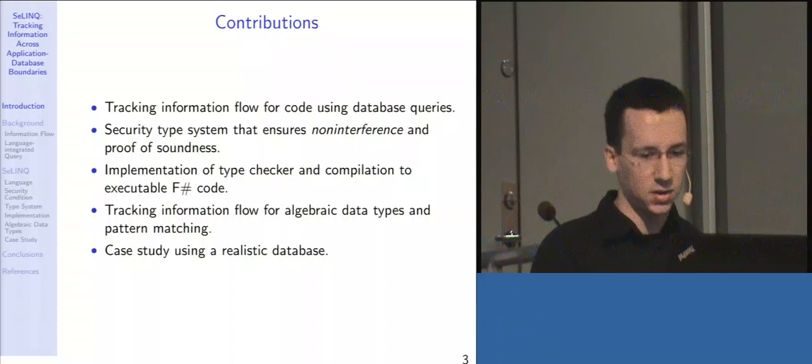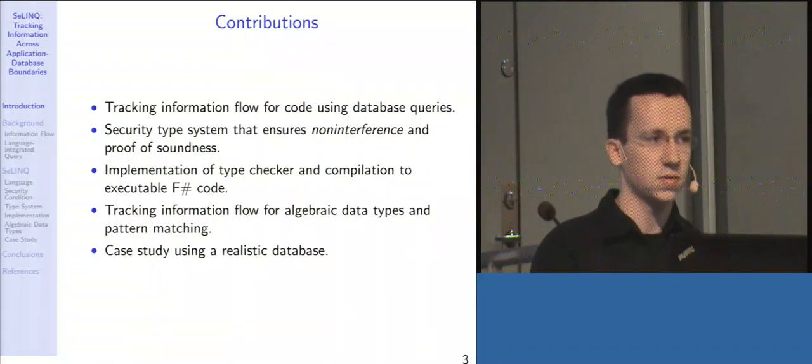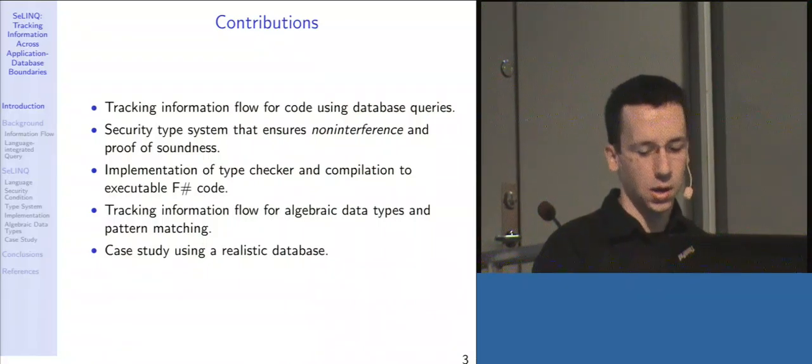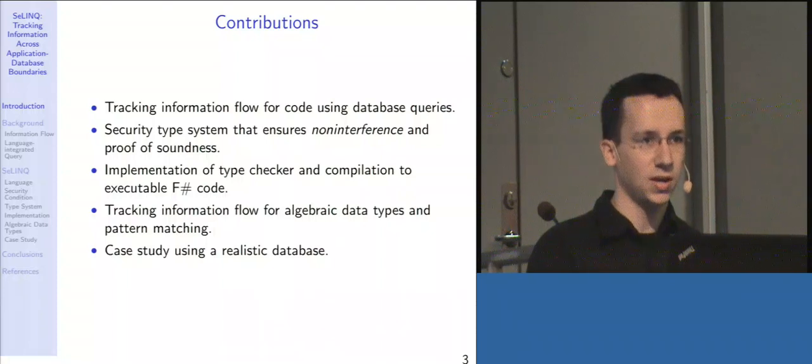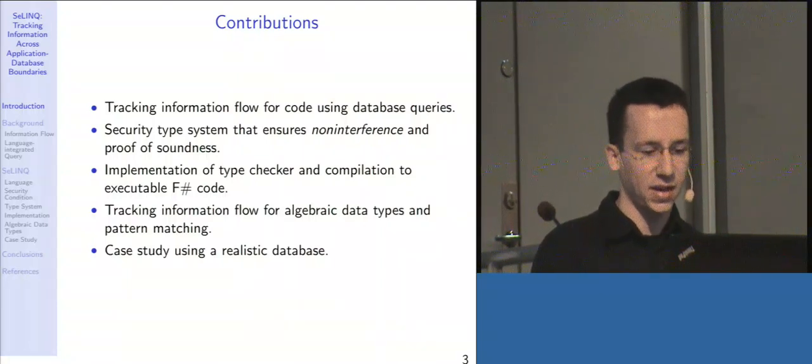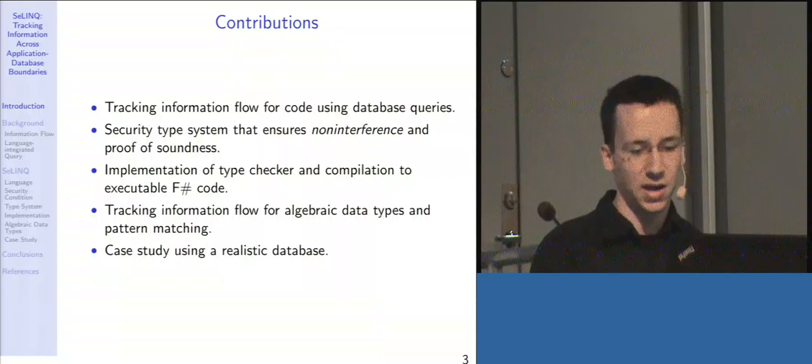And we implemented a type checker and a compiler which outputs F# code for our toy language that we're using to exemplify our approach. And then we also extended our system to handle algebraic data types and pattern matching and looked at the information flow properties for this. And lastly, we have a case study about a movie rental database to demonstrate some measure of practicality of our approach.